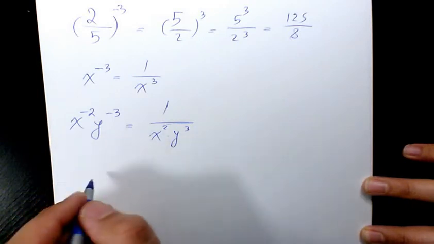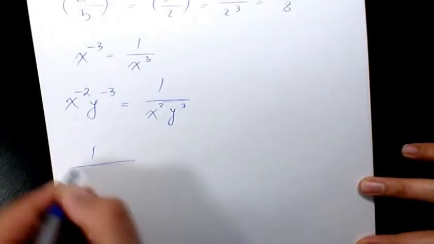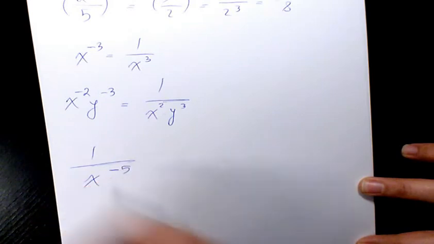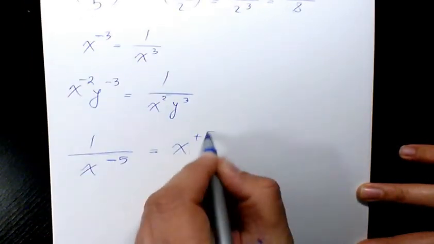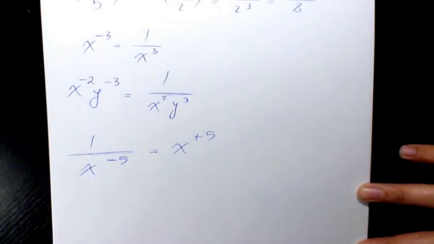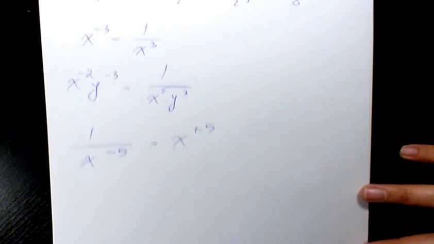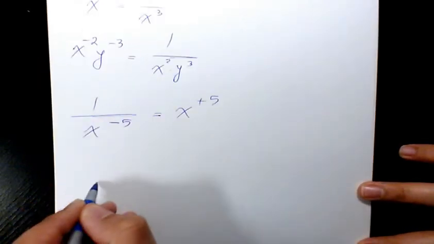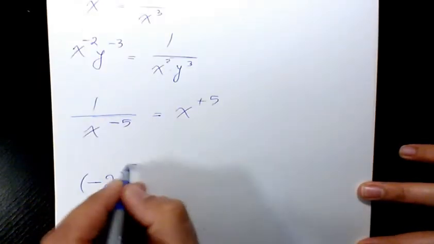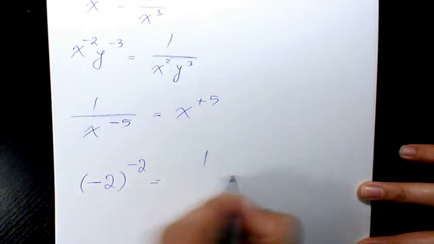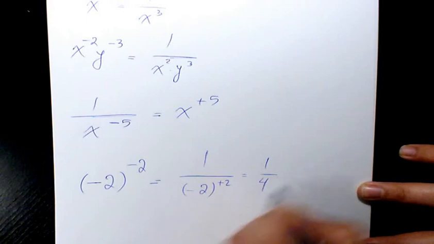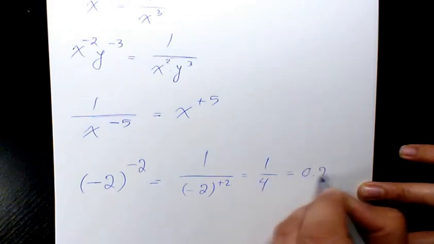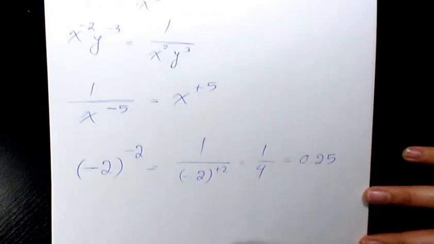That's basically how we write it. If you have the negative exponent in the denominator, what do you do? You just bring it up and make it positive. So 1 over x to the power of negative 5 is going to be equal to x to the power of positive 5. What if you have negative 2 to the power of negative 2? That's going to be 1 over negative 2 to the power of positive 2, and that's going to be 1 over 4, which is 0.25 if you want to write it in decimal.